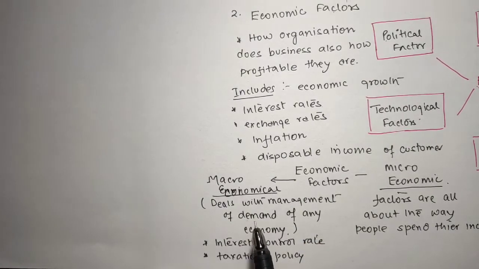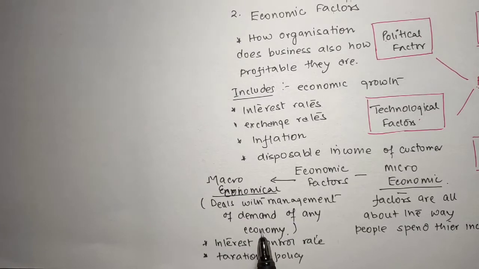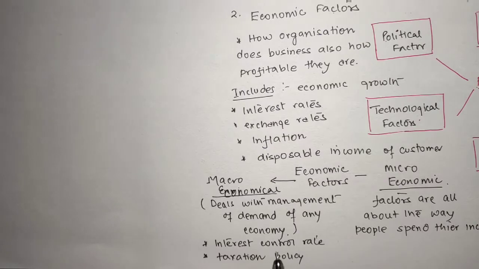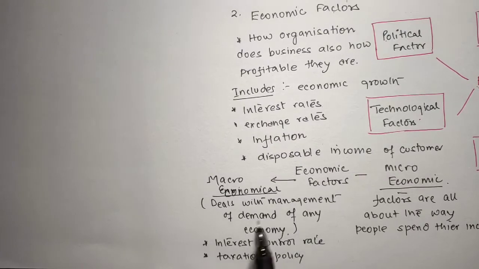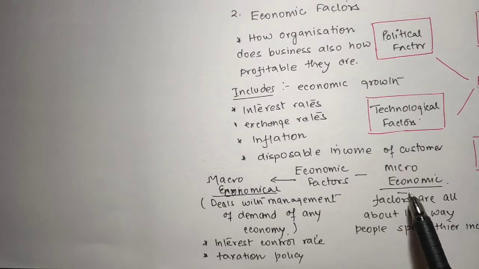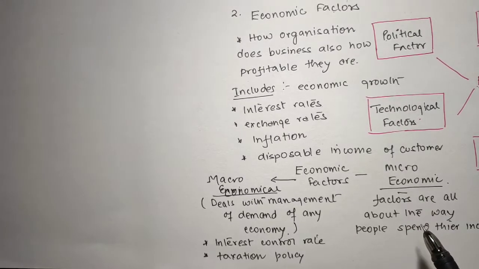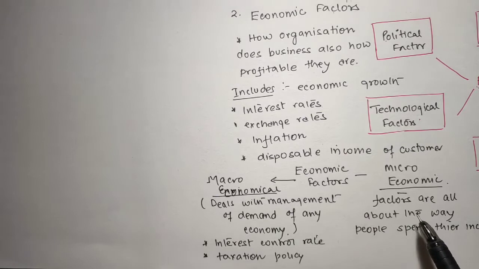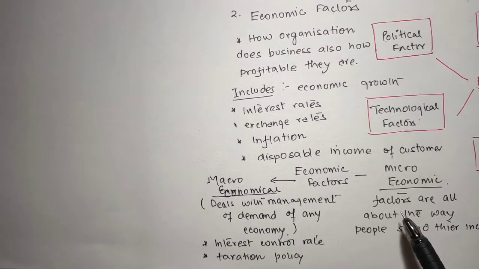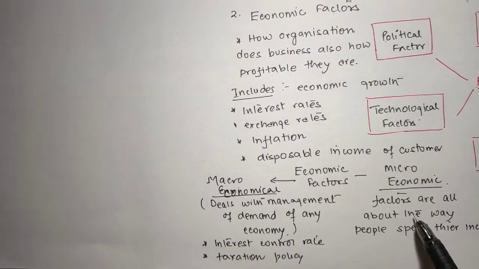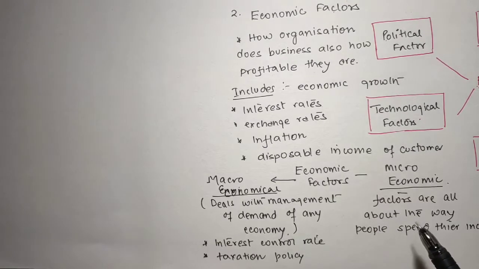Macroeconomic factors deal with the management of demand in any economy. Government uses interest rate control, taxation policy, and expenditure as their main mechanisms, whereas microeconomic factors are all about the way people spend their income, and they largely impact B2C organizations, business to customer organizations in particular.